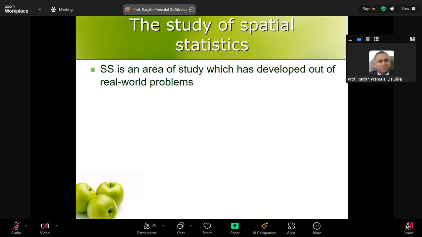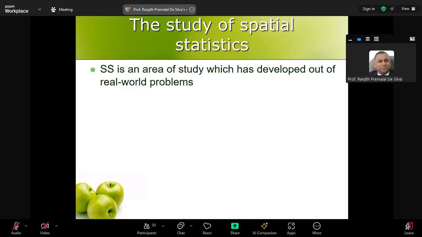Then you produce a map using remote sensing techniques and GIS, and you want to see how accurate this map is. You compare that with the real world. That also needs some statistical approaches. We learn those statistical approaches.